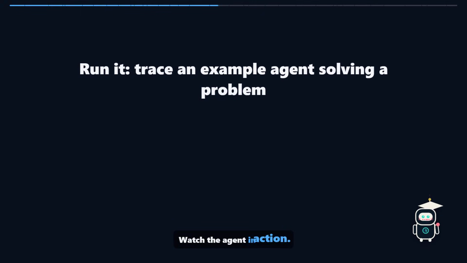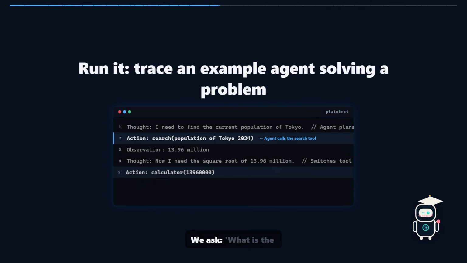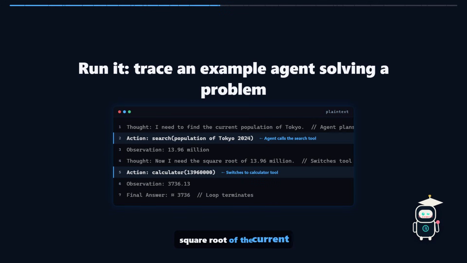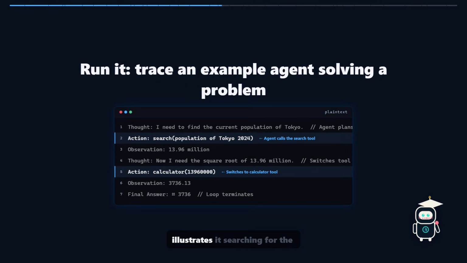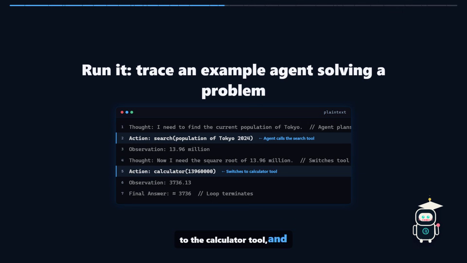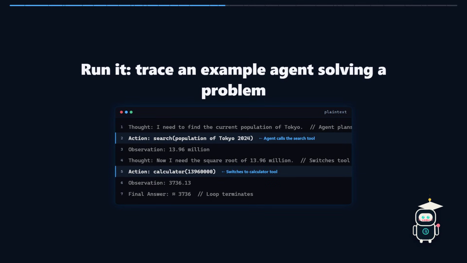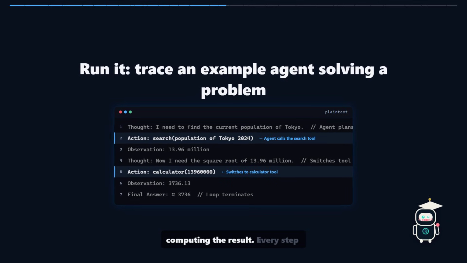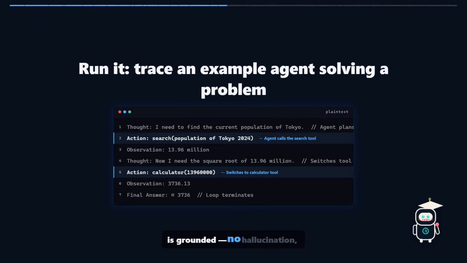Watch the agent in action. We ask, what is the square root of the current population of Tokyo? The trace illustrates it searching for the population, getting the figure, switching to the calculator tool, and then writing the final answer after computing the result. Every step is grounded. No hallucination, just a transparent chain of verified facts.